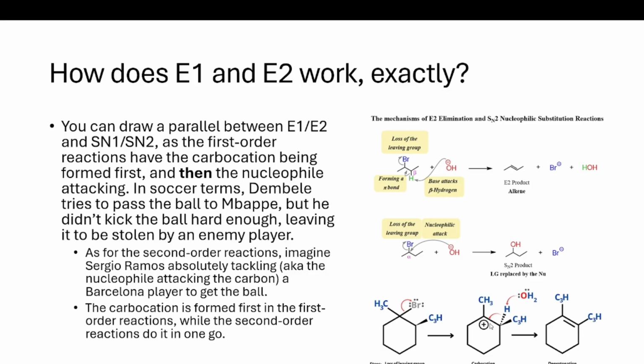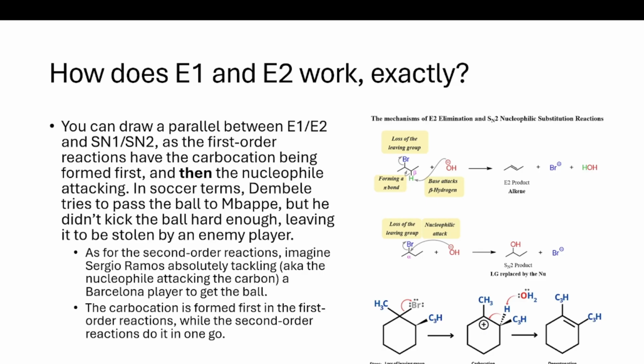This relies on some sort of carbocation, which is the rate determining step in both of these reactions. So, since the World Cup is currently on right now, I also wanted to give an analogy about how you can think of this. For SN1 and E1, say for example that you have Dembele, a French soccer player, and he tries to pass the ball to Mbappe. But if he doesn't kick the ball hard enough, it's in the middle of the field, right? And so therefore it can get easily stolen by an enemy player.